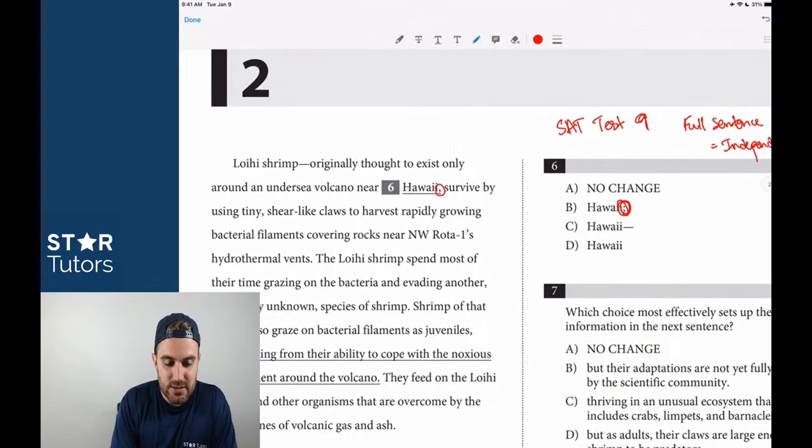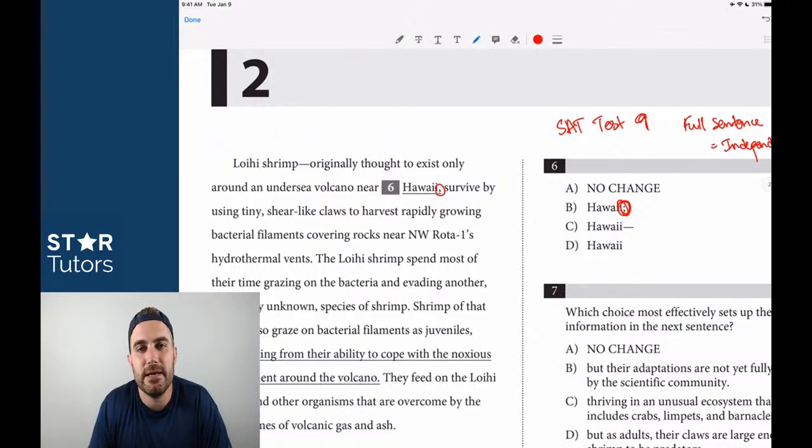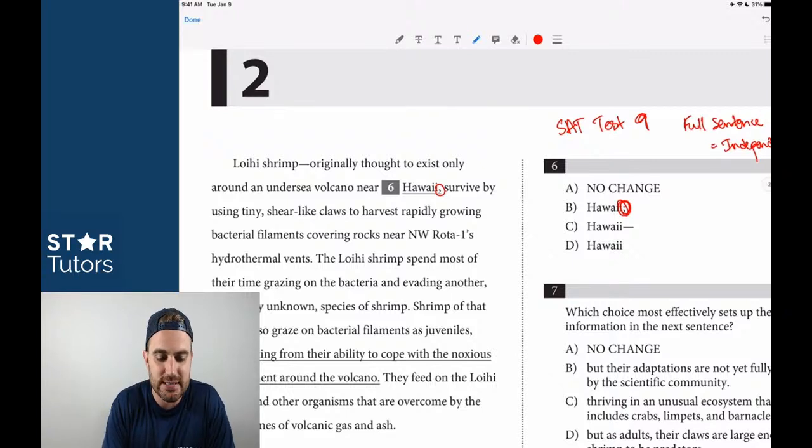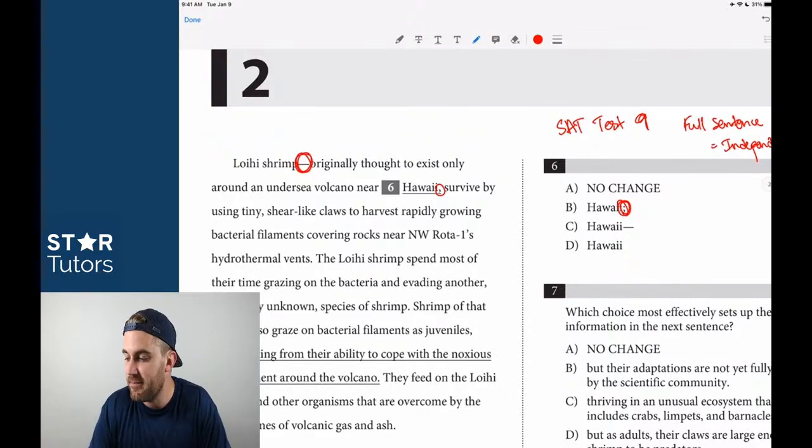Okay, so this one says, low-high shrimp, originally thought to exist only around an undersea volcano near Hawaii. Now, I get that the dash might be an easy one here, because we already see a dash up here. That's still not what we're going to do. If you guys want to get better at this section, then you start with the semicolon every time, and we move from there, okay? So it's not B. Does everybody see that?